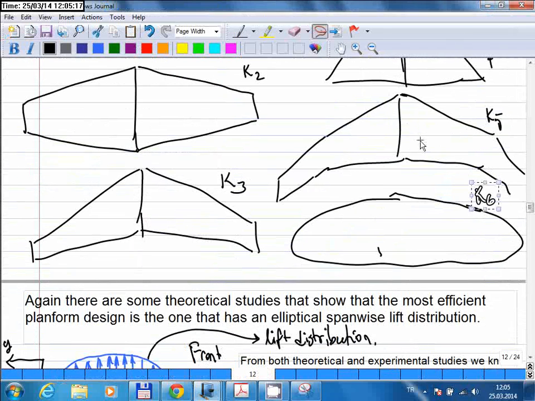Okay, so this is a fact. The elliptical lift distribution gives you the best possible aerodynamic efficiency, and everything else will be less, right? So the K will be worse. That means the K value will be higher for every other possible planform shape.